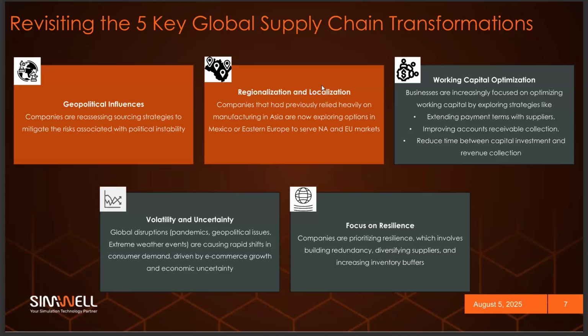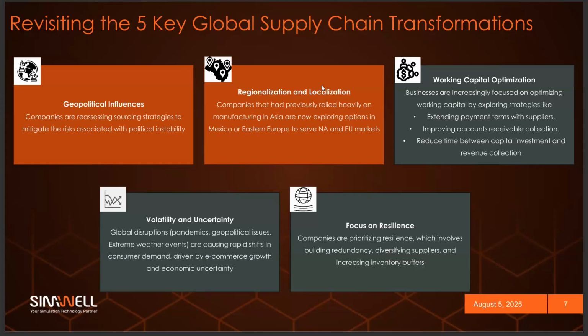The third one, working capital optimization. Businesses nowadays are not just evaluating the cost anymore, especially the supply chain teams. It's not just about cost and service level anymore. It's also about how much capital is locked in the inventory.